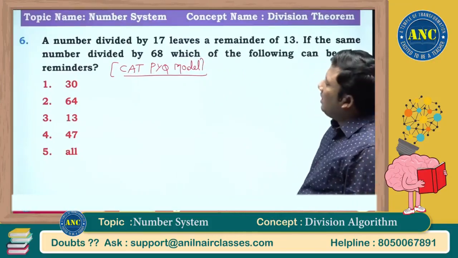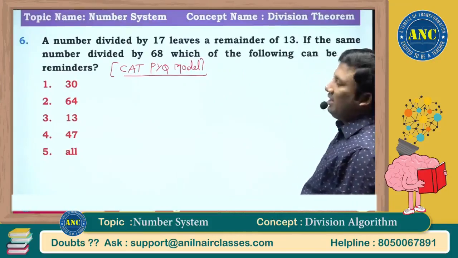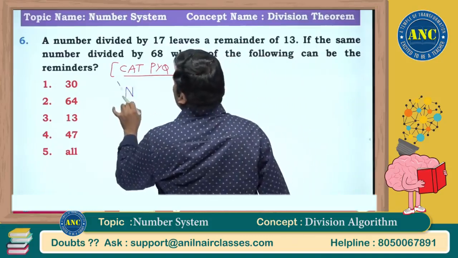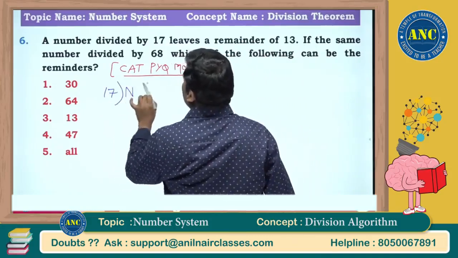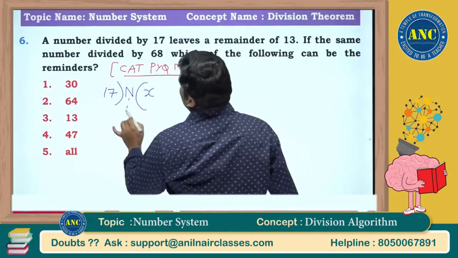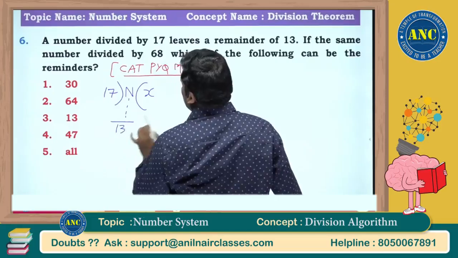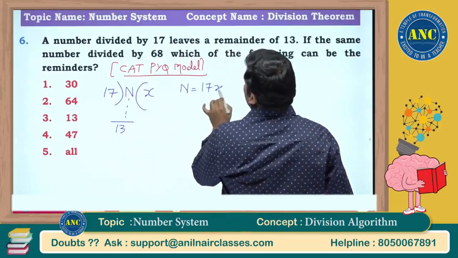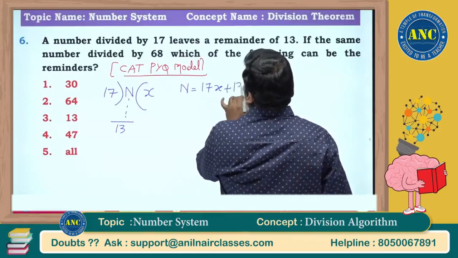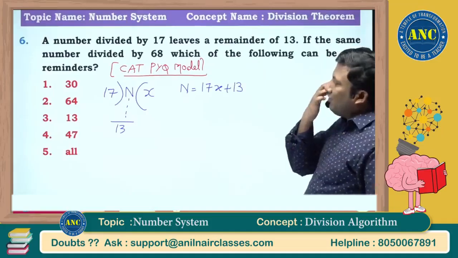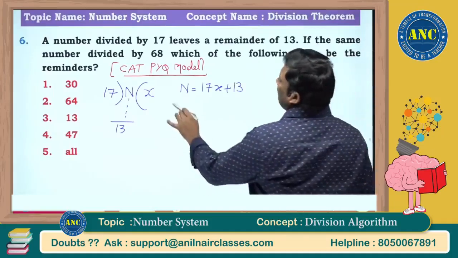A number when divided by 17 leaves a remainder 13. There is a number, it is divided by 17, I do not know the quotient, x, and it leaves a remainder 13. Dividend equals divisor into quotient plus remainder. What is the remainder if the same number is divided by 68?